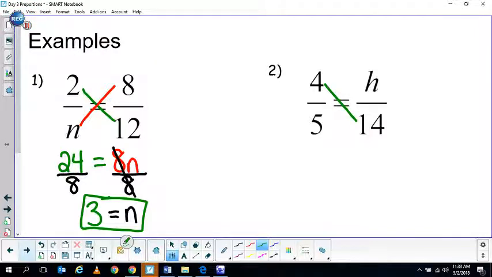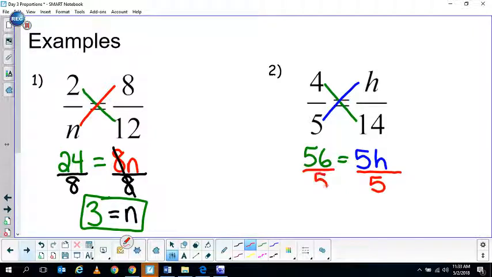And the last one, 4 times 14 is 56. Multiply on the second diagonal. 5 times h is 5h. Solve by inverse operations. Inverse of multiplication is division. What you do to one side, you must do to the other. 5 divided by 5 is 1, so that just leaves us with an h. 56 divided by 5 is 11.2.